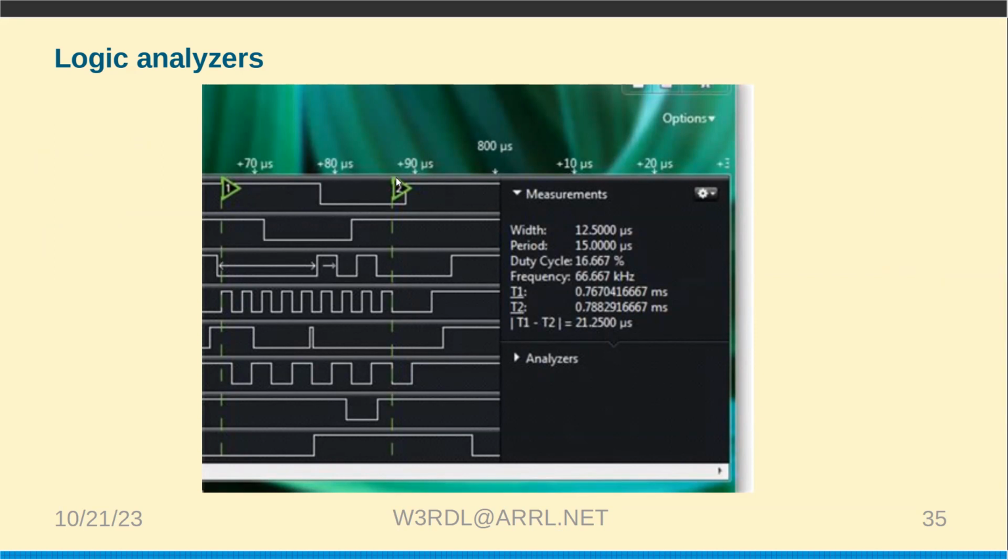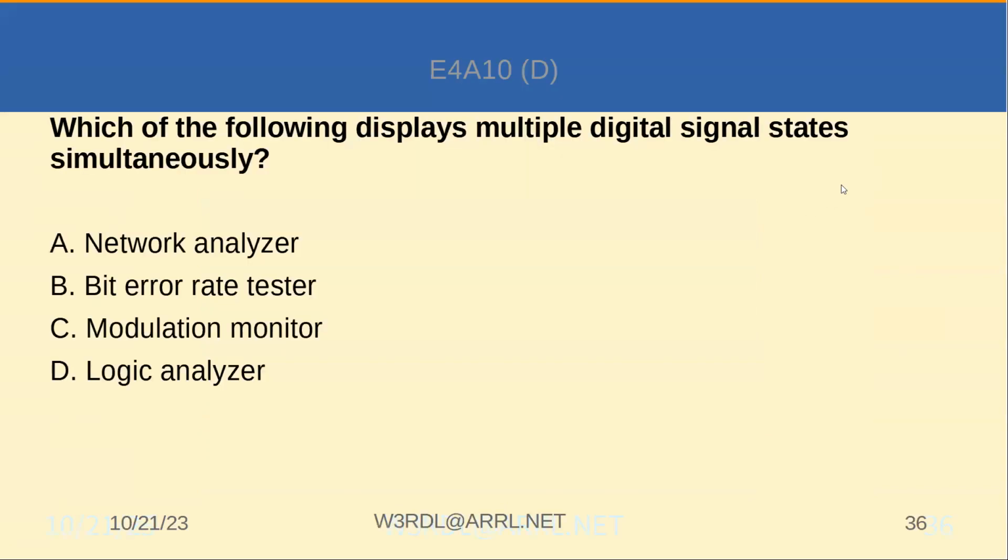And you can set markers on them and measure distances and offsets between them. And in some cases, you might even be able to measure the rise time and fall time of those signals, which sometimes is important. Which of the following displays multiple digital signal states simultaneously? Delta.